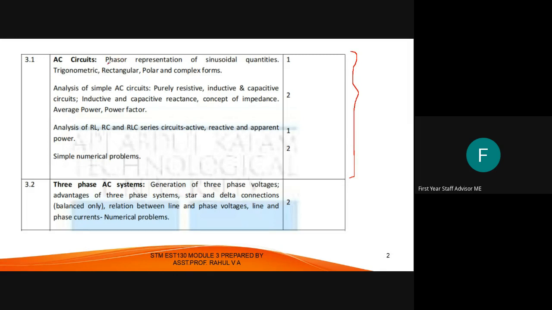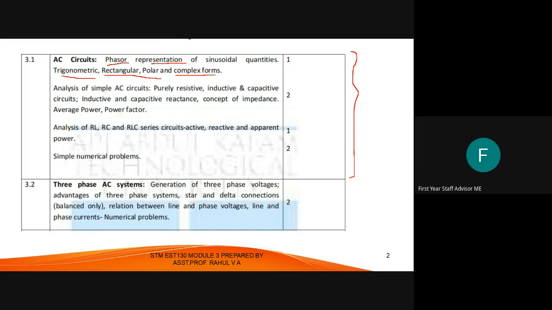Okay, in this case, we have seen what is a phasor. Phasor representation of sinusoidal quantity. That is trigonometry, rectangular, polar form, and complex form. So we have seen rectangular Cartesian method, then polar coordinate, then trigonometric method. Okay, so we have seen, and also we have discussed about the conversion between polar and rectangular.